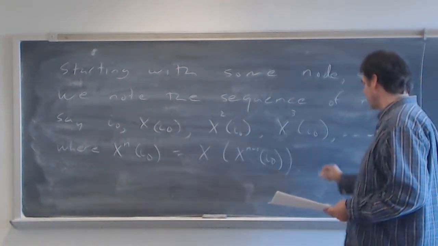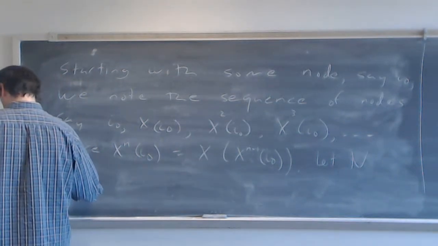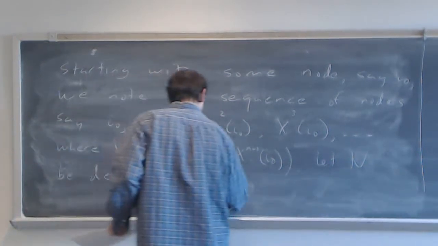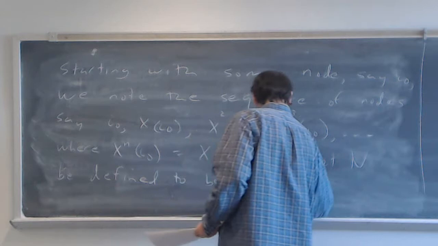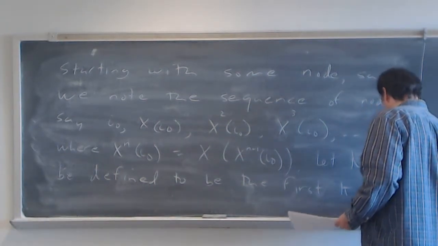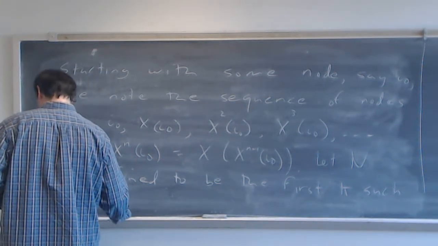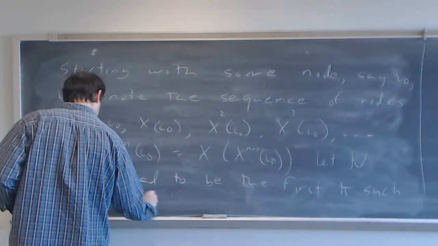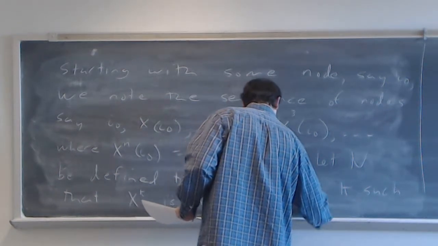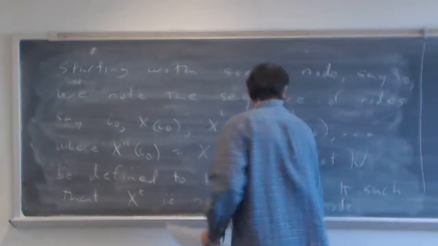Okay, so here we let n be defined to be the first k, so the first number, such that x to the k is not a new node. Okay, we'll look at an example of that next.